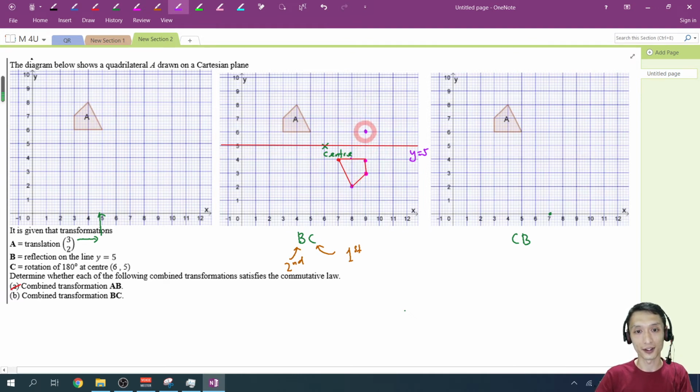1, 2, correct. Let me draw this line, it should be very straight, parallel to the y-axis. Okay, do the same thing here. 1, 2, 3. Remember the number 3. So this is the image. This is the final image.